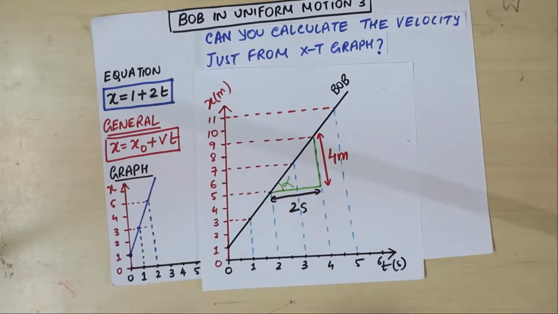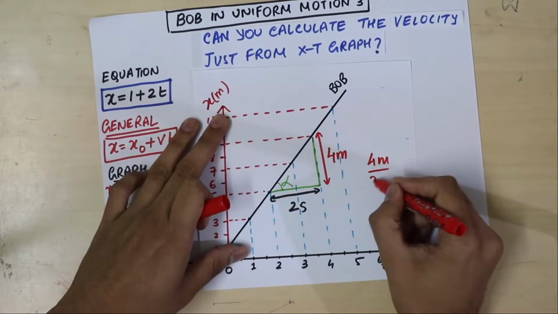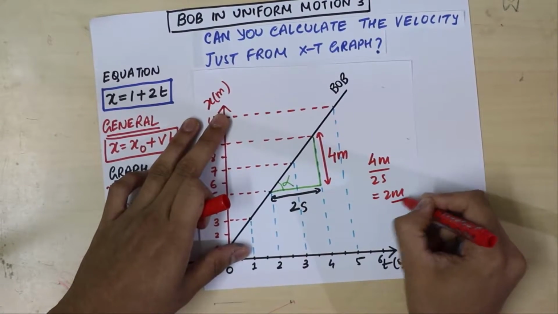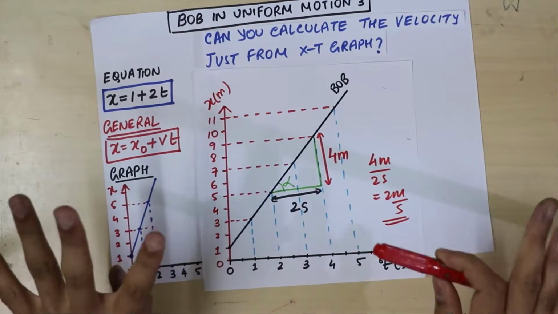What more do we want? We can just look at the graph and we just divide the two and we get the velocity, 2 meters per second. Done? Let's go home? No.